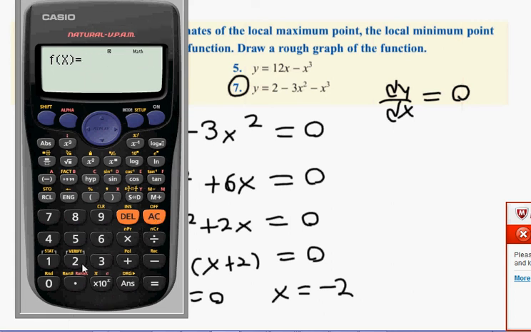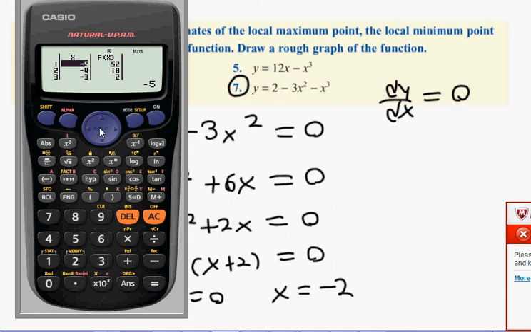At this point, I'm going to go to the calculator to save myself a bit of time here. 2 minus 3x squared, and then minus x cubed. And then I'm going to go from, I don't know, minus 2 will be included there. Let's say minus 5 up to 10 again. Let's have a look at the function here.